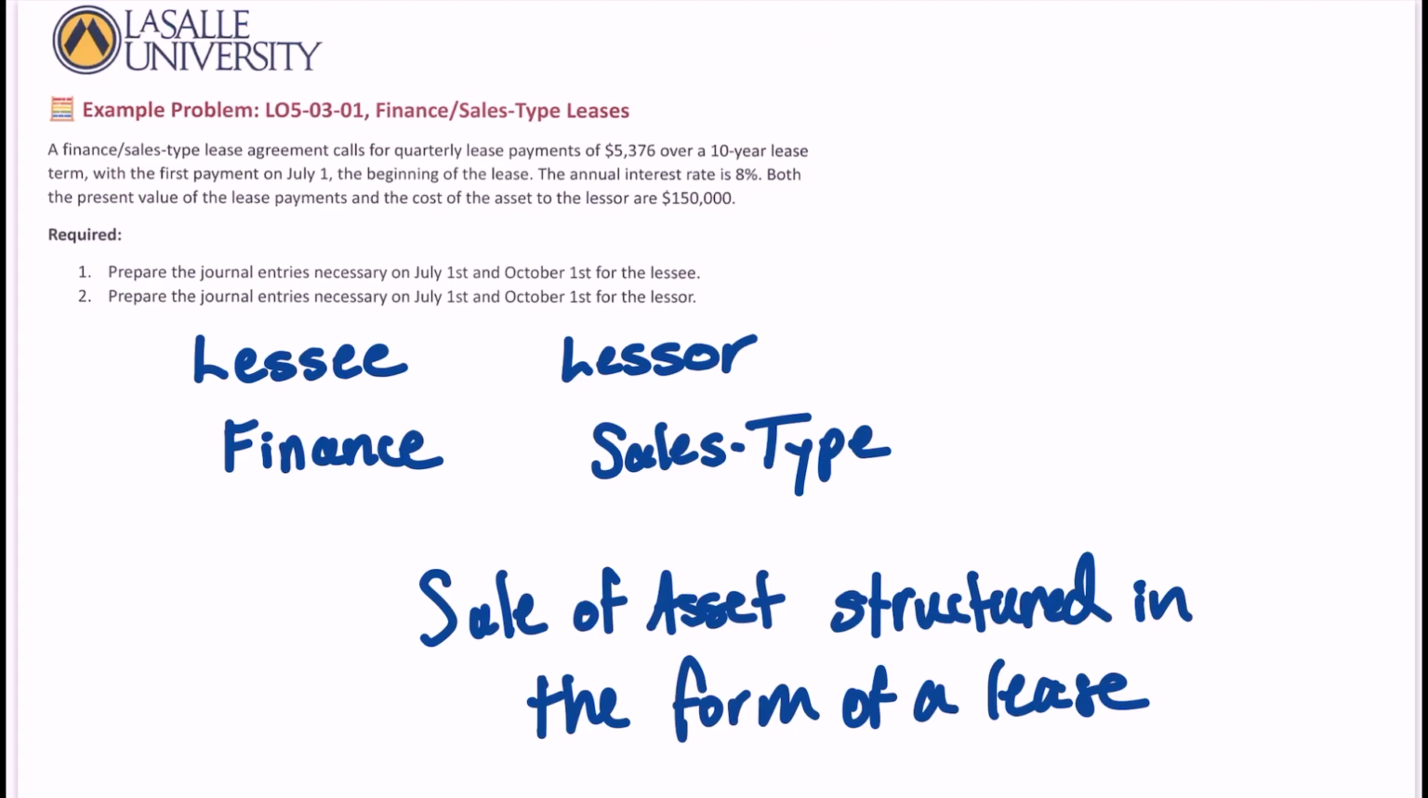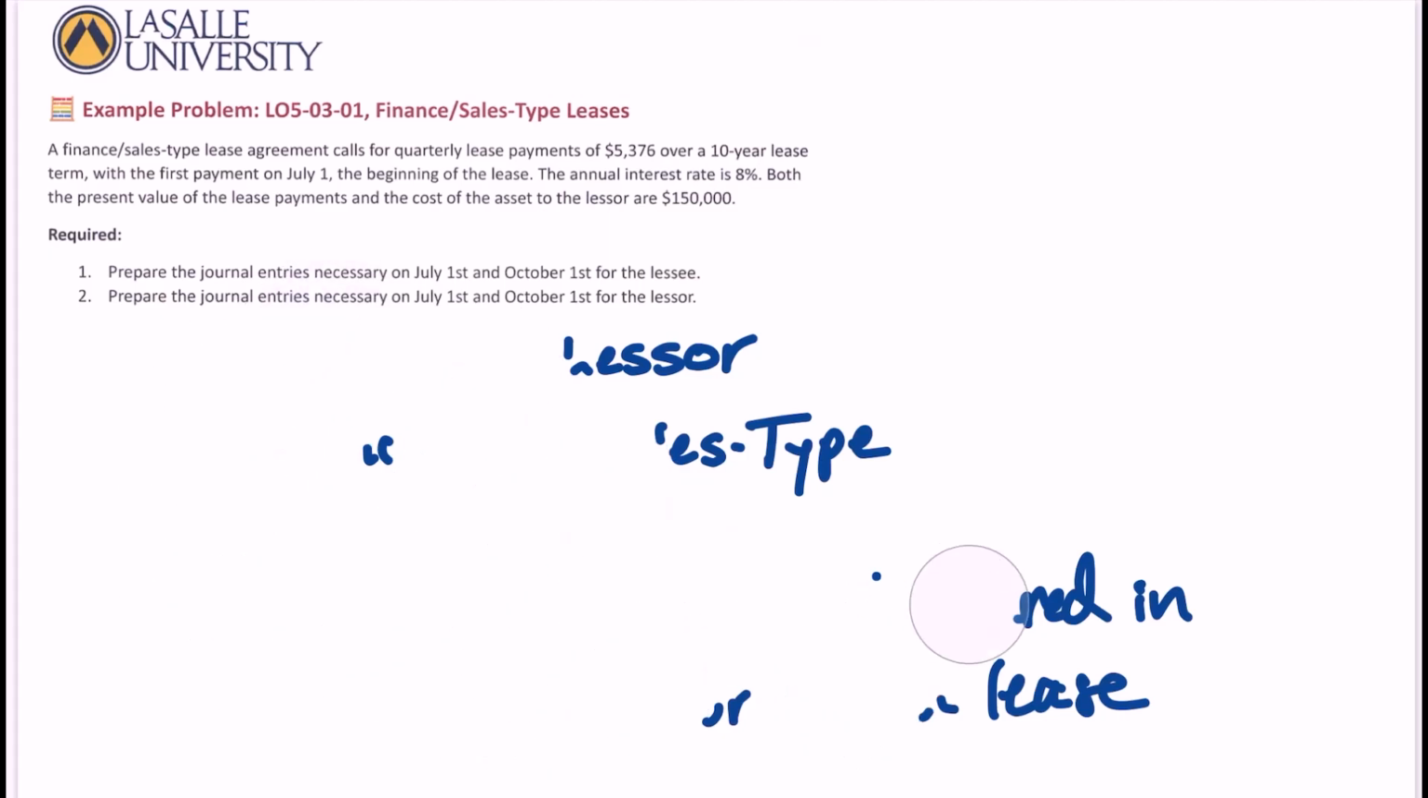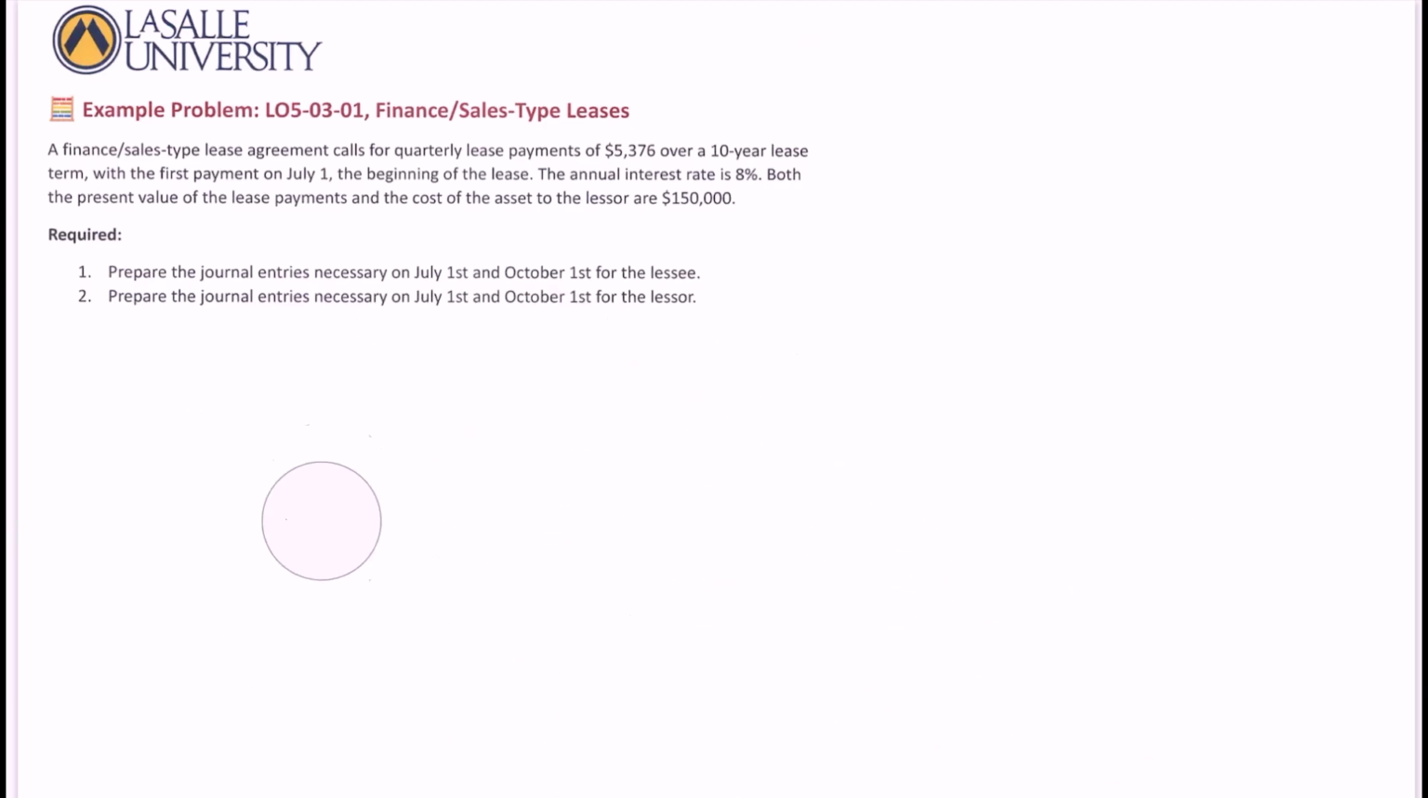All right, so we're going to record the accounting for this arrangement as if the seller is selling the asset to the buyer, or if the lessor is selling the asset to the lessee. All right, that's the idea here. Okay, so let's give ourselves some room here so that we can work this problem. And what I'm going to do is record the journal entries for this lease arrangement. I'm going to record it both for the lessor and the lessee. Okay.